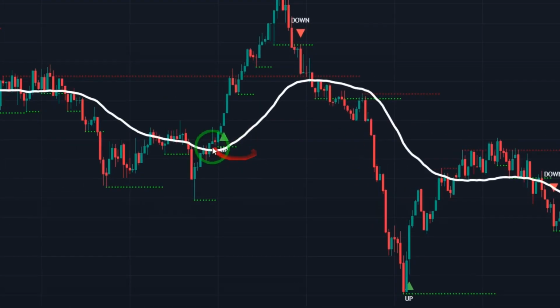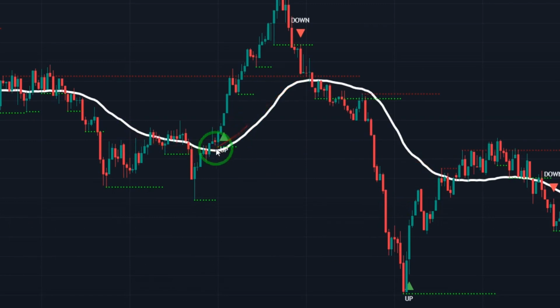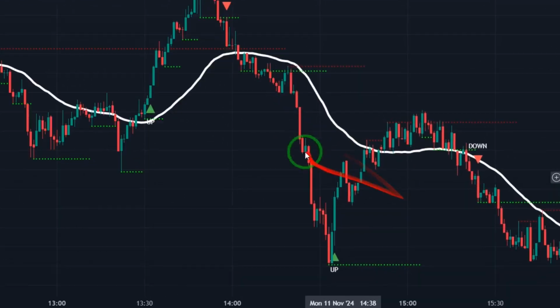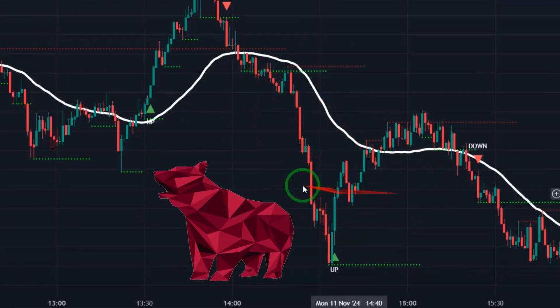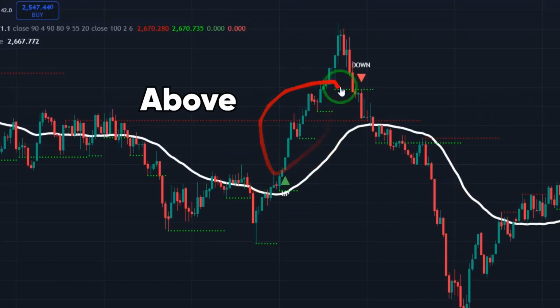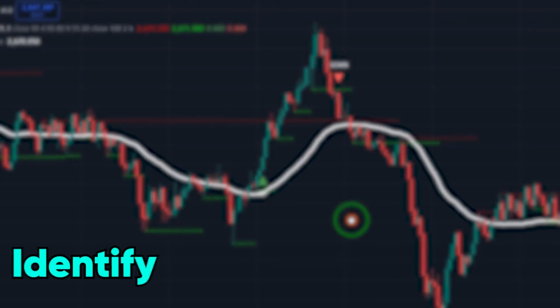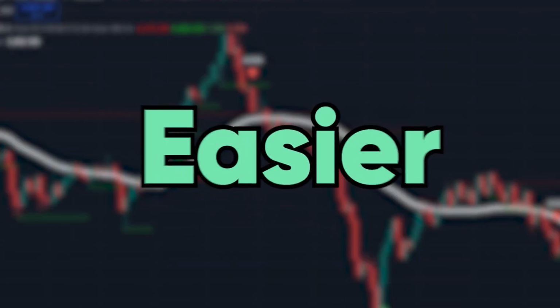As I mentioned, this indicator greatly helps us in identifying trends, and we can easily find the market trend with its assistance. When the price candles are below this line, we consider the trend to be bearish, and when the candles are above this line, we consider the trend to be bullish. Once we have identified the trend, entering buy and sell trades becomes much easier for us. But this isn't the end. We need to combine these two indicators to create this unique strategy.